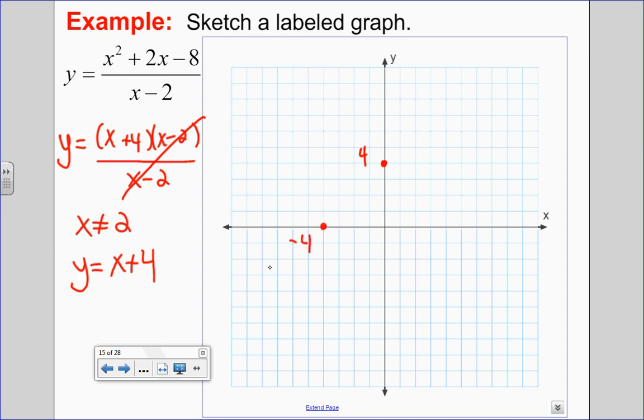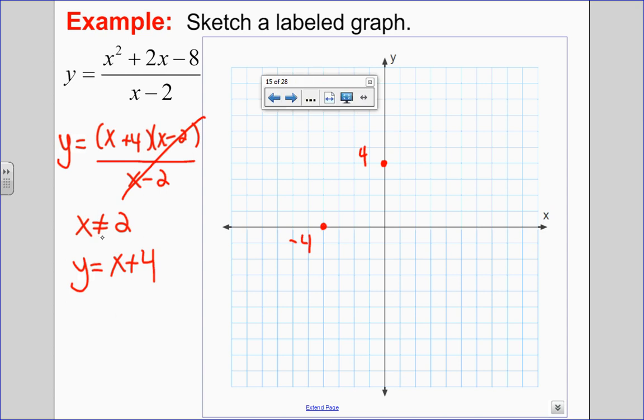But I know too, there's a hole in the graph. Let's figure out what goes with it. If x can't equal 2, then y can't equal, put the 2 in for x, y can't equal 6. So that means at 2 and 6, there is a point of discontinuity. So I'll really exaggerate that with a big open dot. And this is a linear function, so just kind of connecting the dots, I know my graph would look like that.